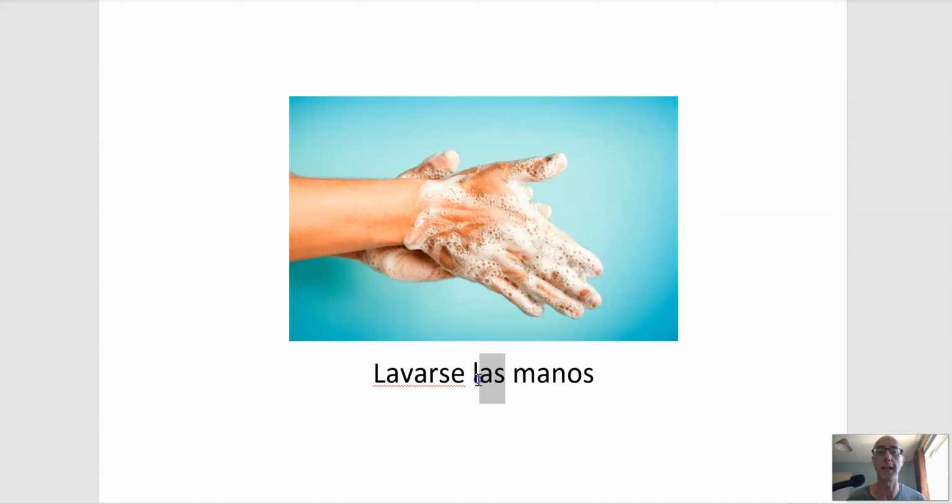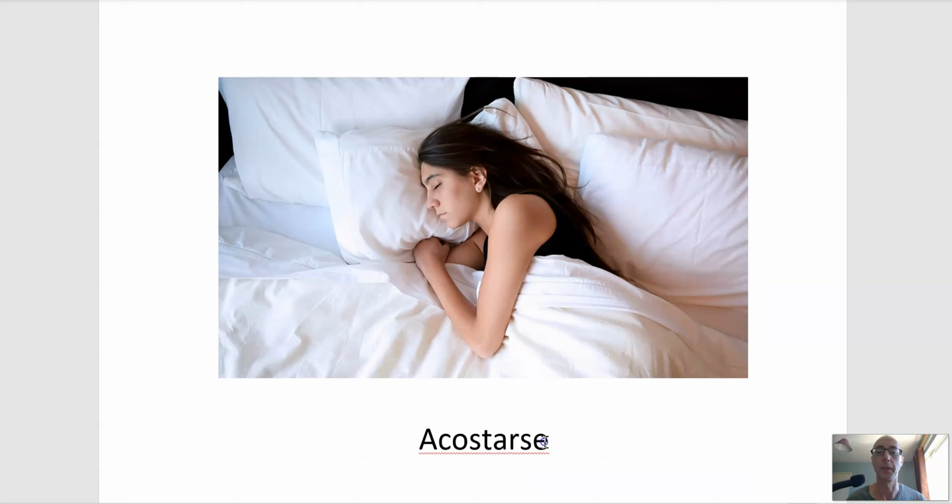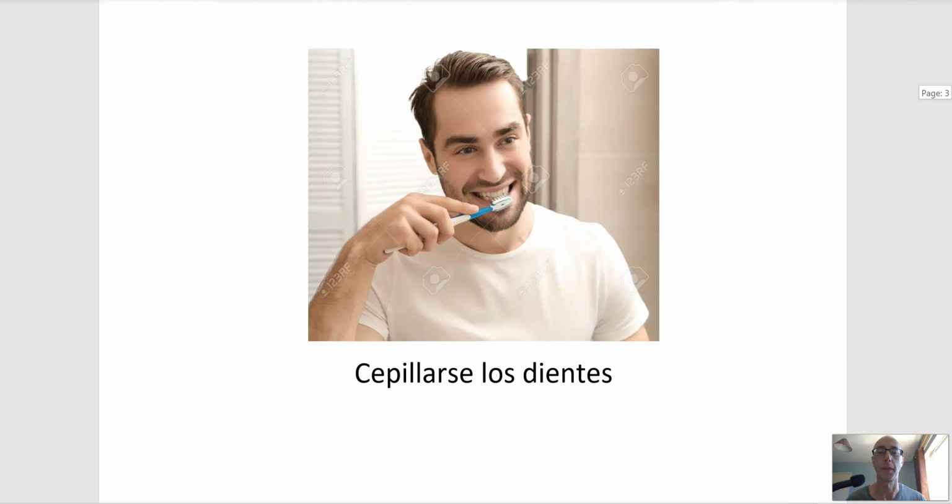And you'll see here the las. In English we'd say to wash my hands or your hands. In Spanish you don't use the possessive, you just use las. Lavarse las manos. Acostarse. Literally acostarse is to lie down, but it can mean to go to bed as well. Cepillarse los dientes. All the time you can see the se here. Always se, and the se in the infinitive is stuck onto the end of the infinitive.